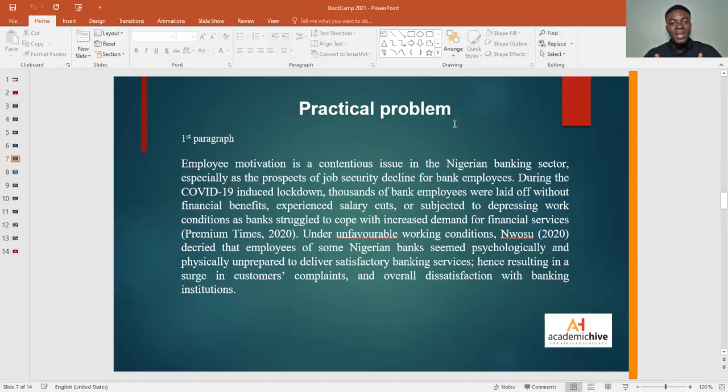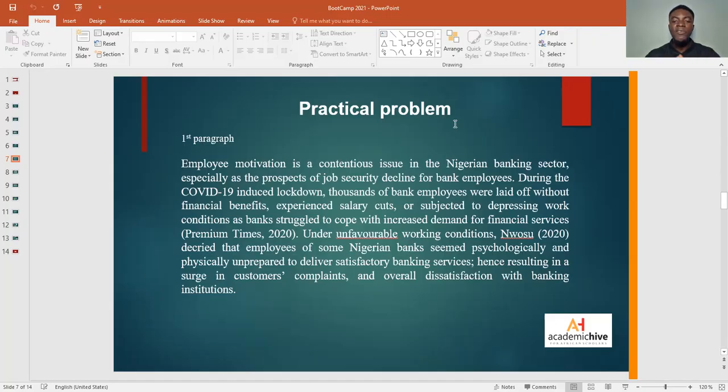In the Nigerian banking sector, the issue of job security is fluid because at any minute you may lose your job. Now, during the COVID-19 induced lockdown, thousands of bank employees were laid off without financial benefits, experienced salary cuts, or subjected to depressing work conditions as banks struggled to cope with increased demand for financial services. This was according to a newspaper article, Premium Times in Nigeria, that during the COVID-19 induced lockdown, banks laid off staff. That's also a practical problem.